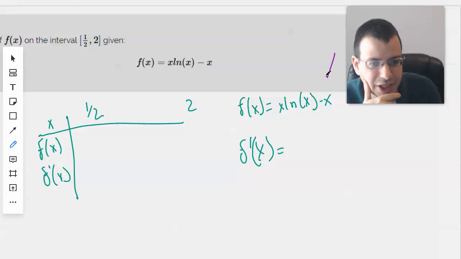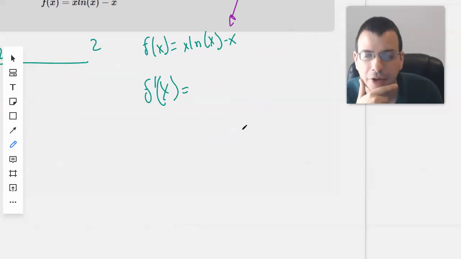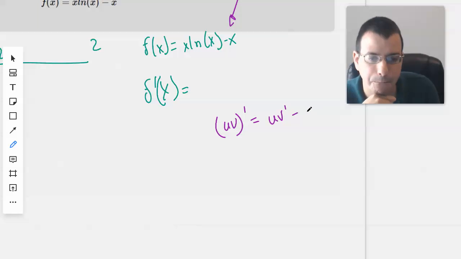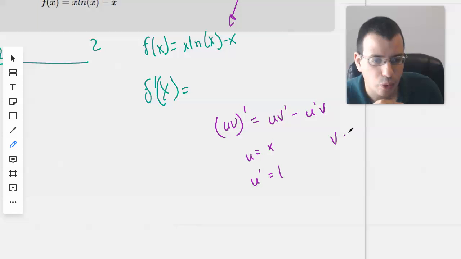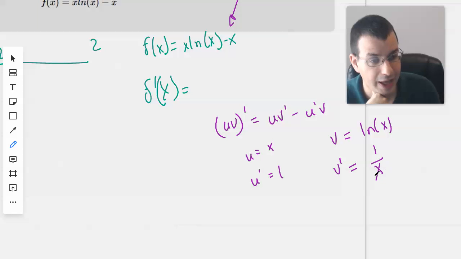So it's going to be easy to take the derivative of negative x. That'll just be negative 1. But we're going to have to do the product rule for x ln of x. And even though I am reasonably confident I can do it in my head, I won't, because I'm not that confident. Okay, so the derivative of natural log of x is 1 over x.